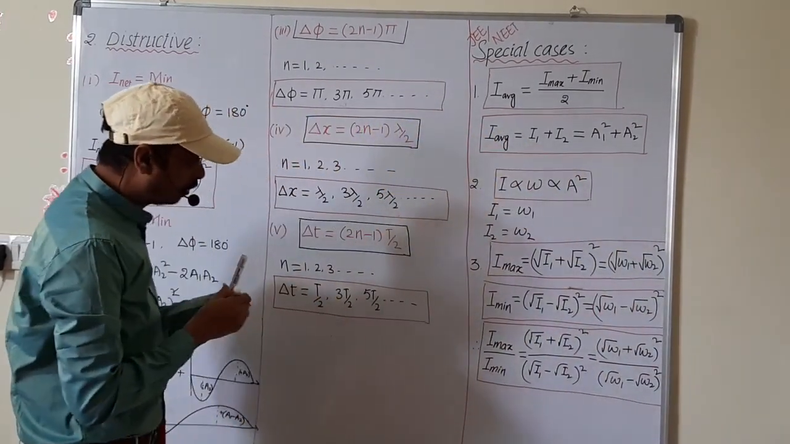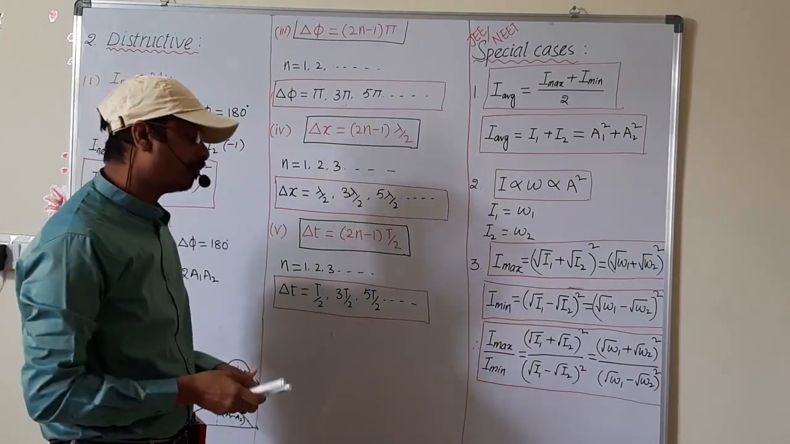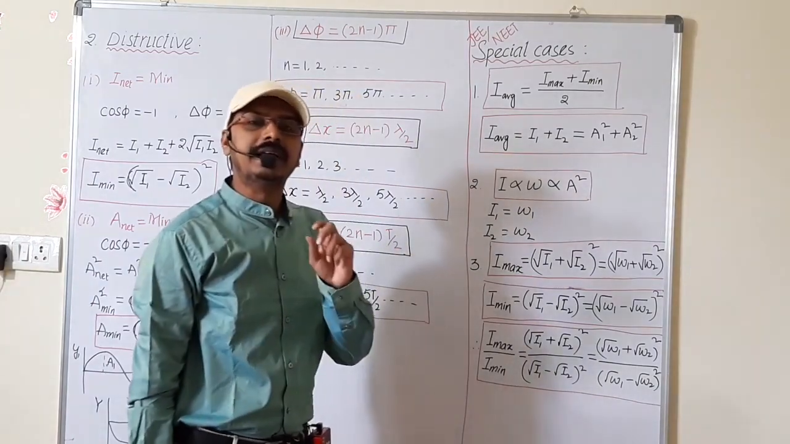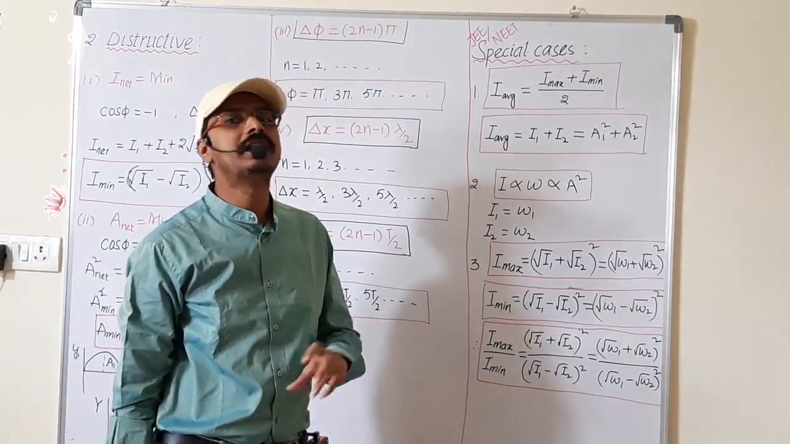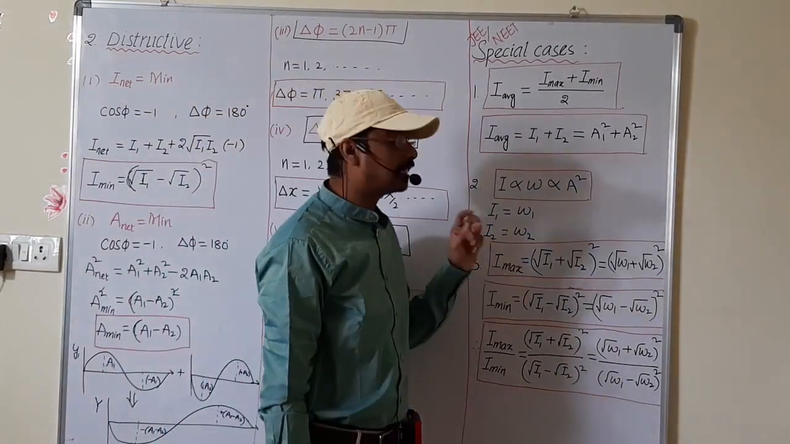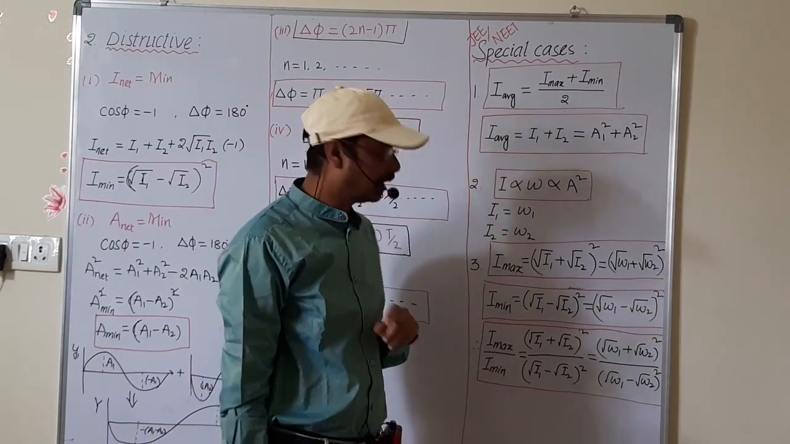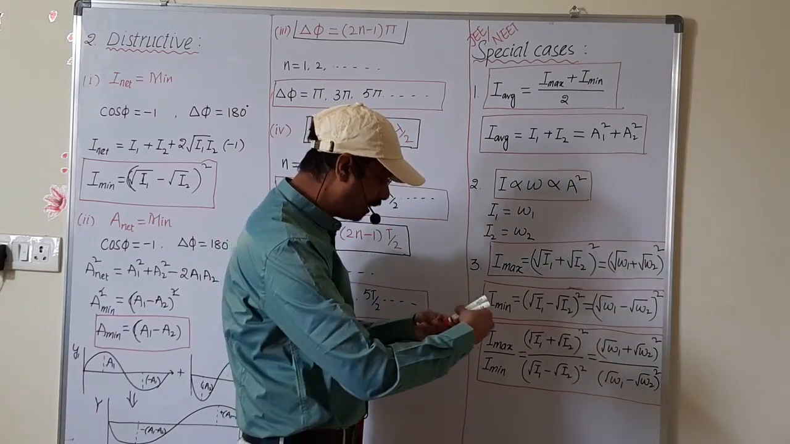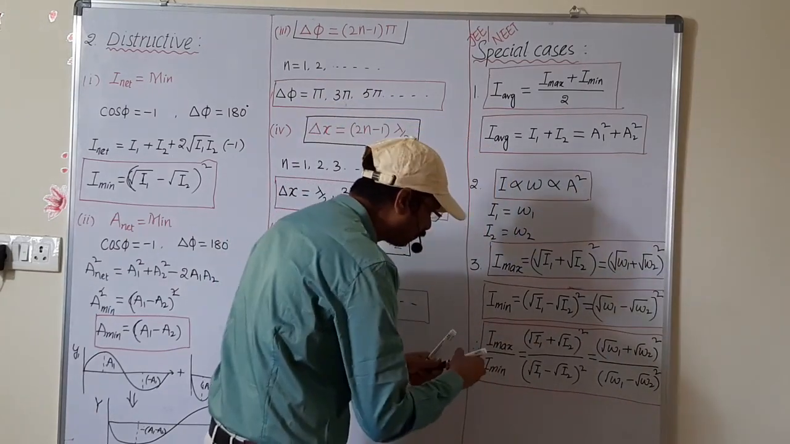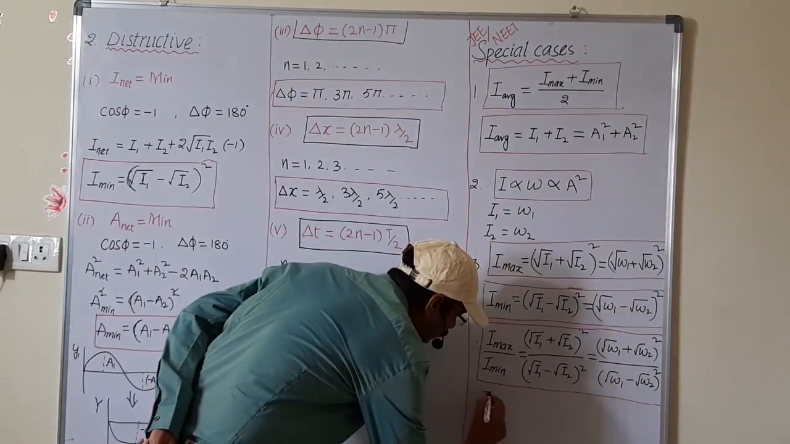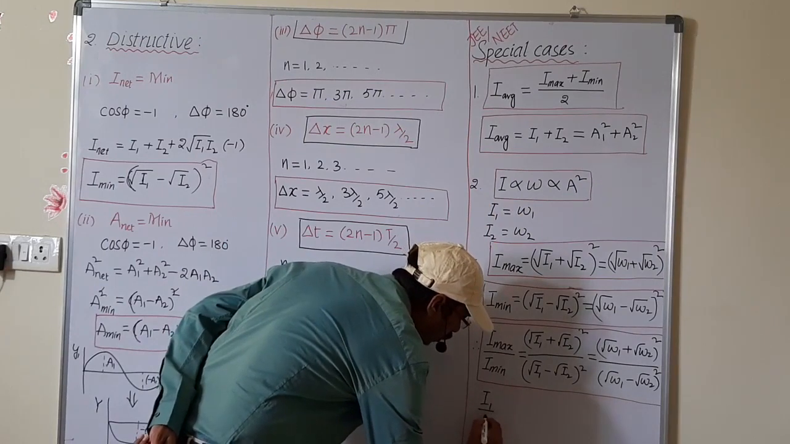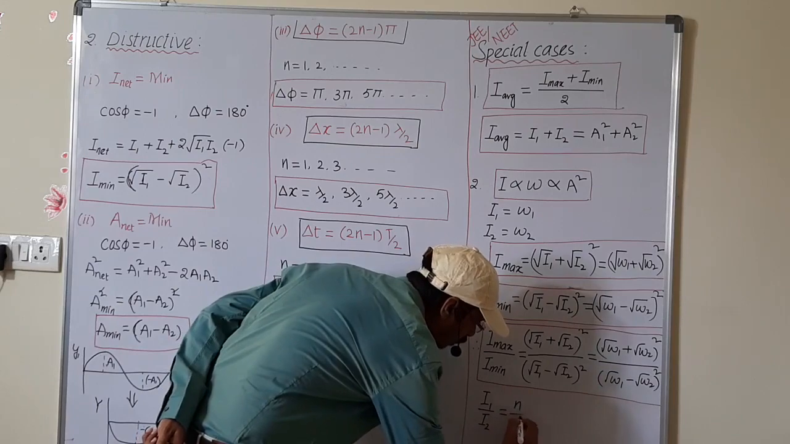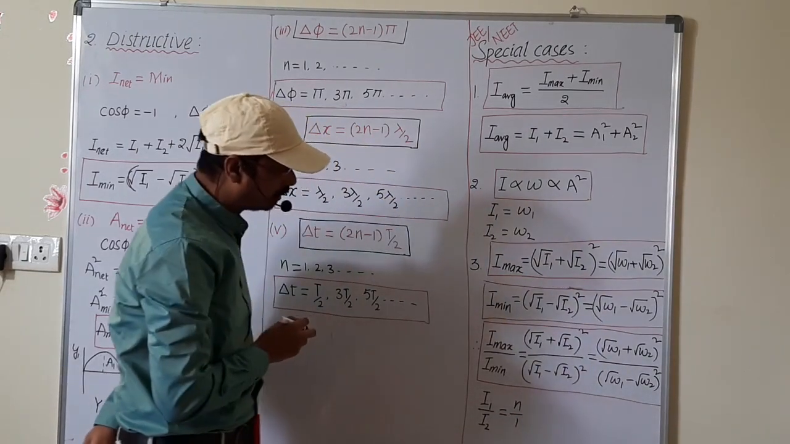Here this value also, by using this one we can modify. For example, in sums they will give the ratio of intensities. The ratio of intensity means I1 to I2 ratio they will give. That time if you use this formula we can modify it. That modification, here I am writing I1 upon I2 is equals to n upon 1. They are giving like that.